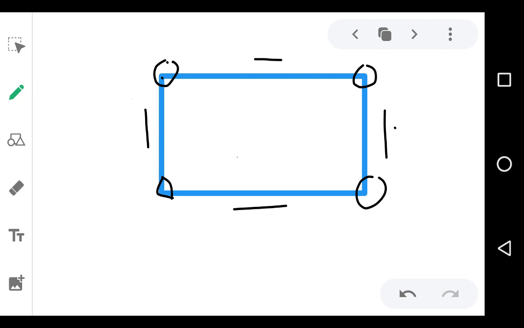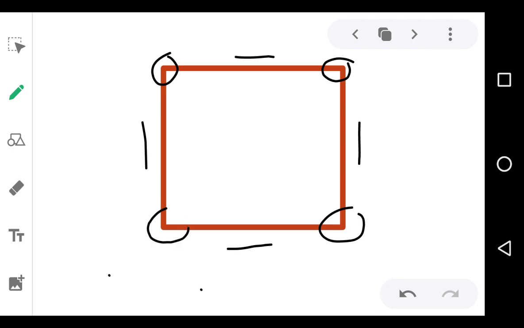Which sides are of equal length in a rectangle? Okay. The opposite sides of a rectangle are equal in length. Can you observe which type of angle does a rectangle make? It makes a right angle. That's why a rectangle is also called a right angle quadrilateral.